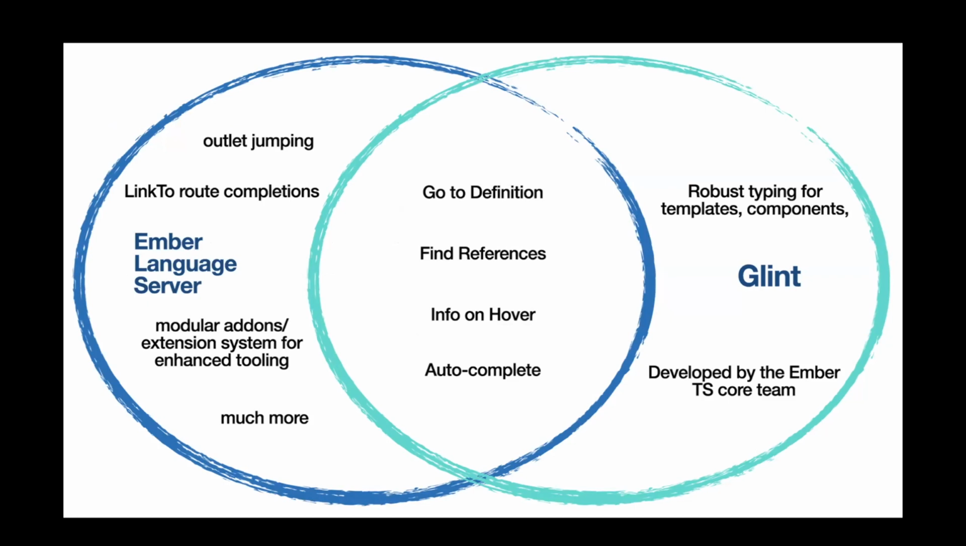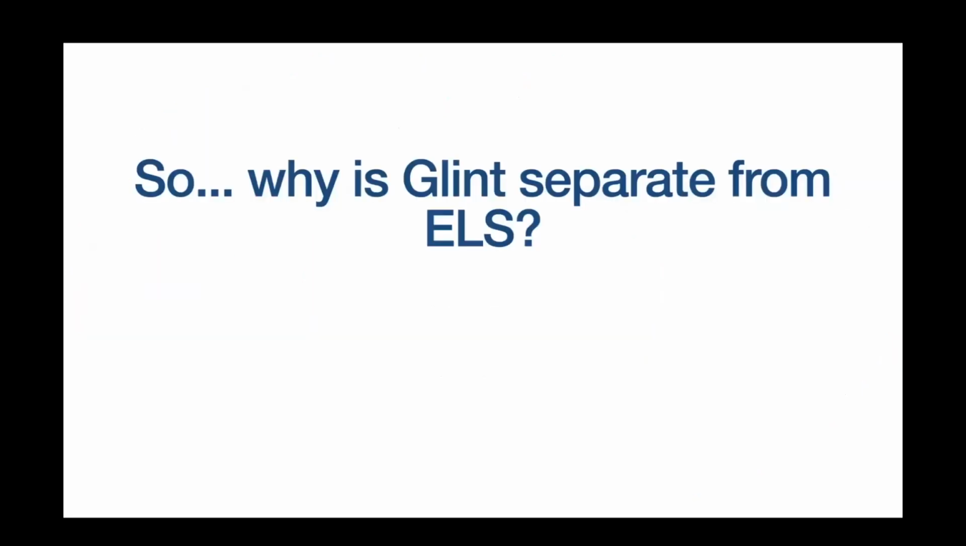But Ember language server has a bunch of other really nice things like link to route completions, and it also has a really interesting, I don't know if most people know this, modular add-on system within itself, so that if people want to experiment and add functionality, there's an add-on system for doing that, almost similar to how Ember has its own add-on system. And Glint's main differentiator is that it has really robust type checking support.